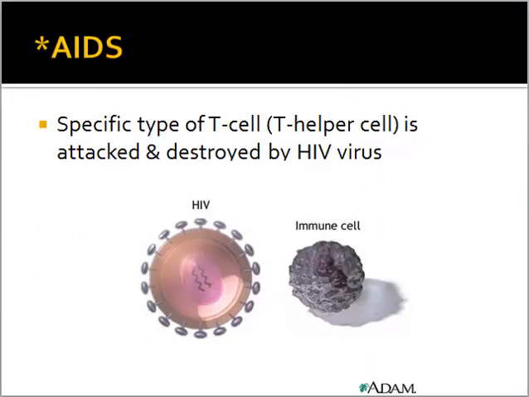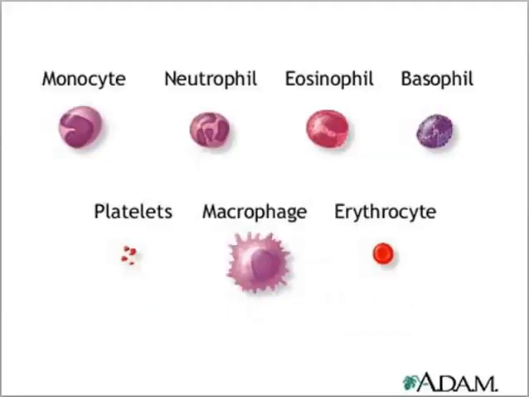AIDS is a very specific type of T cell that is attacked and destroyed by the virus, and so if your T cells are being destroyed, you have no way to defend yourself, or reduced mechanism of defending yourself, your immune system. And here is a picture of a lot of those cells that you should recognize. They're kind of small, but you have good pictures on your worksheets that you're going to color, so no need to worry about that. And I'm actually going to stop this video right here.